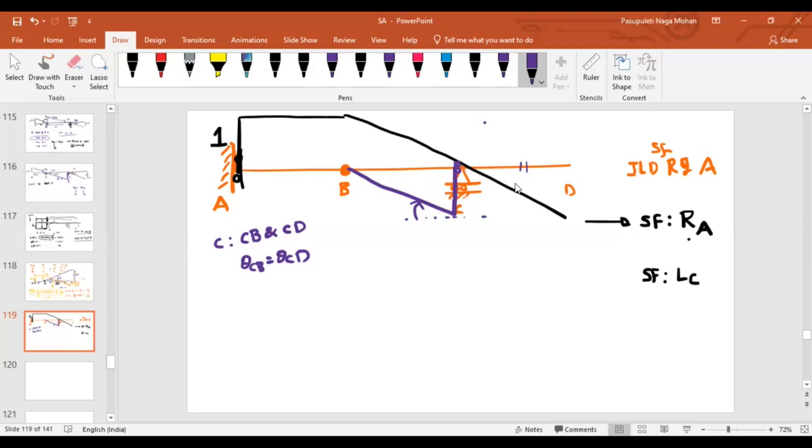Even if you look at CD, it is in a horizontal direction if you are not deflecting it. But CB you are rotating clockwise. That's why member CD also you have to rotate in a clockwise direction. So this is the ILD for shear force to the left of C.